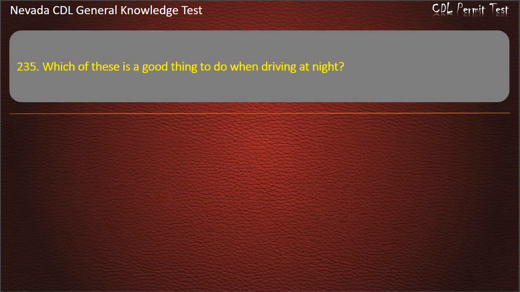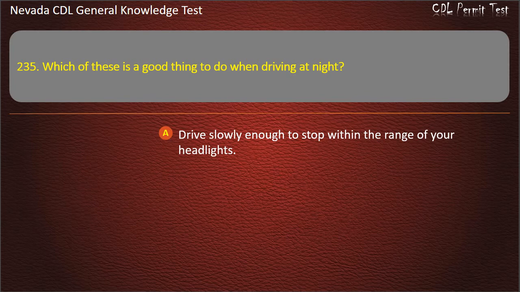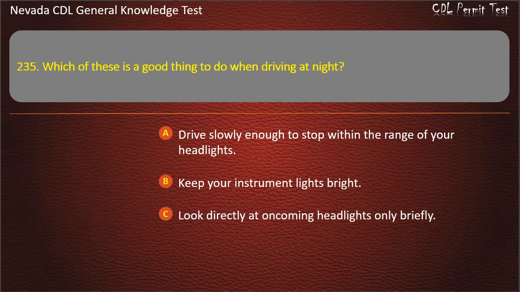Question 235. Which of these is a good thing to do when driving at night? Drive slowly enough to stop within the range of your headlights. Keep your instrument lights bright. Look directly at oncoming headlights only briefly. Answer. Drive slowly enough to stop within the range of your headlights.